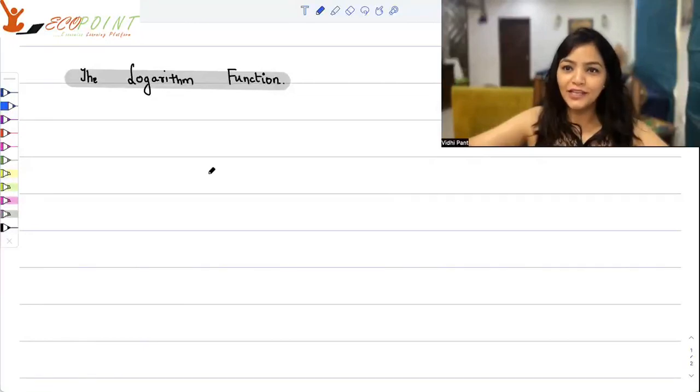Hi friends, in today's lecture, we will talk about a very common function, the logarithm function, what exactly it stands for, and how we can work around with this function, why we use it.